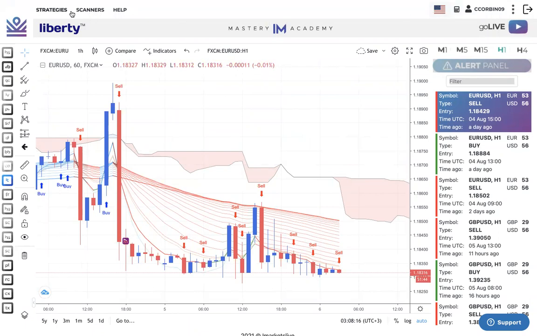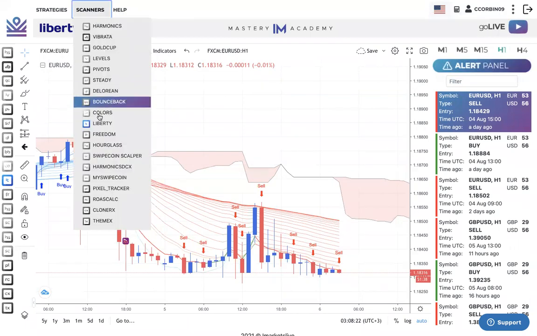So the top bar has the strategies, the scanners, and help. Of course, if you click help, it's just going to tell you the IM Academy policies. If you click scanners, it'll open up all the scanners that you have access to. Depending on which add-on or package you have, those will be the ones that are lit up. So if you ever tried to switch to any of these products, they wouldn't work if you don't have the add-on.